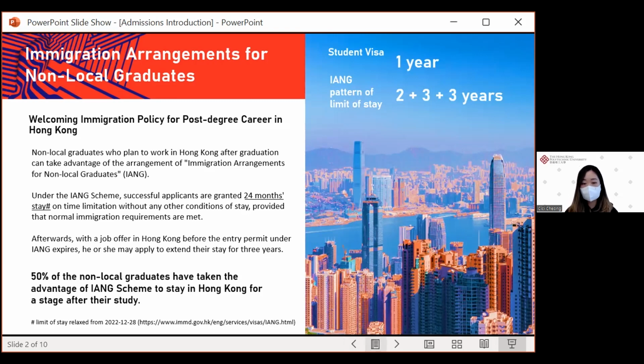For your information, about half of our non-local graduates take advantage of the IANG scheme to stay in Hong Kong and get a job offer here or start their life here.